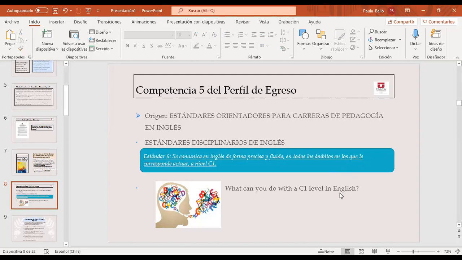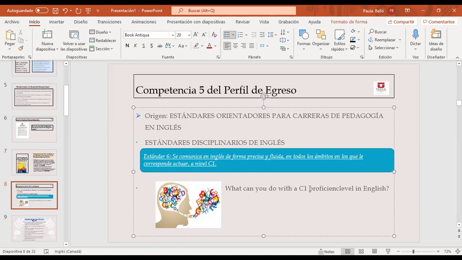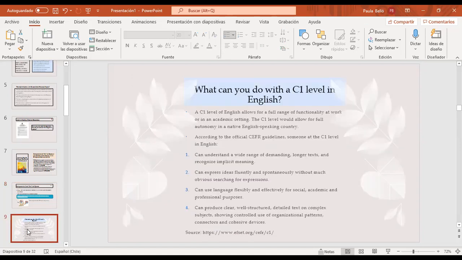But what can you do with the C1 proficiency level in English? What do you think you can do at this level of proficiency? Do you know that? It has also been described. We are going to see. But do you have any idea? Okay, let us see. Just fluency. Fluency, yes, of course, you need fluency.